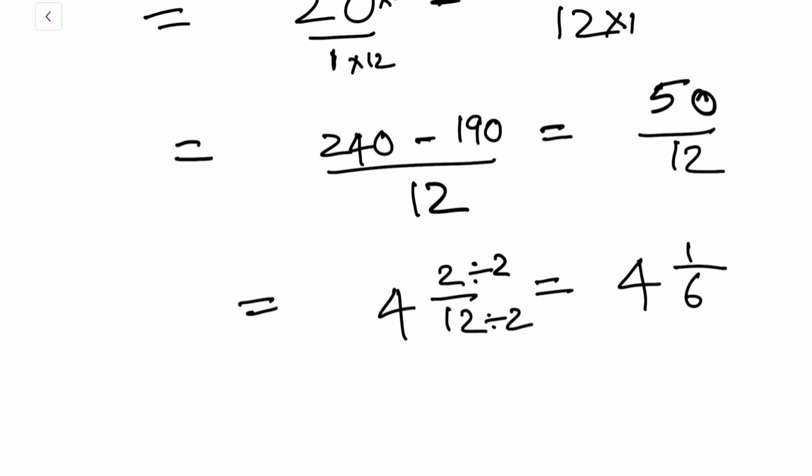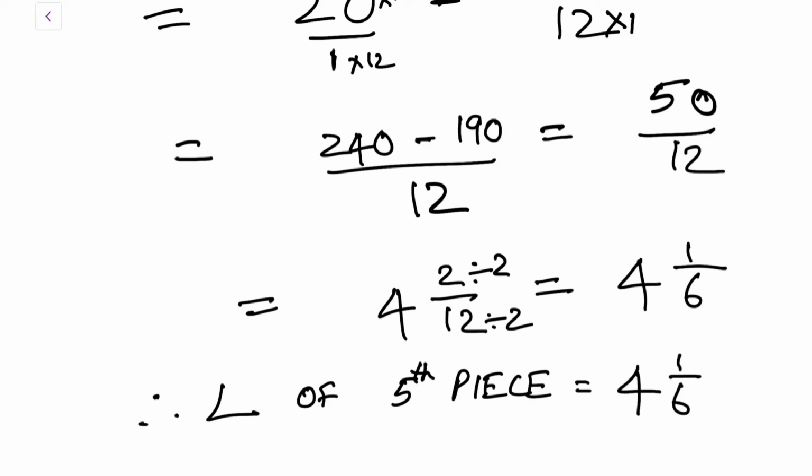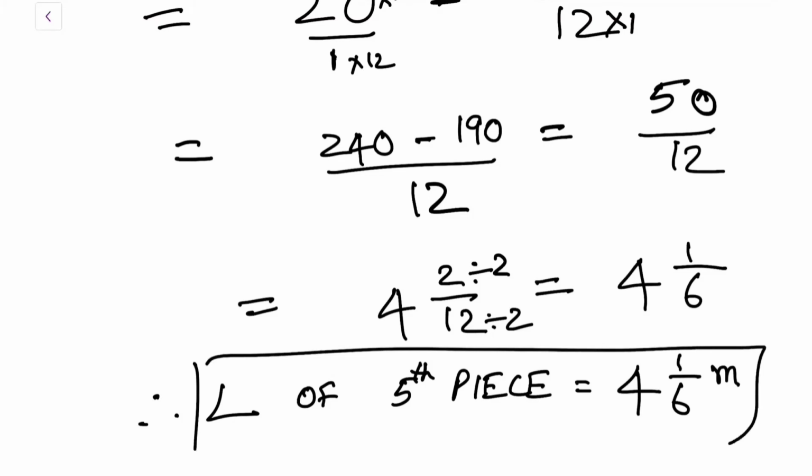Okay, therefore the length of 5th piece, what is the length? 4 1 by 6, and what do you write the units? Meters. That's your answer. Here's the 4th question.